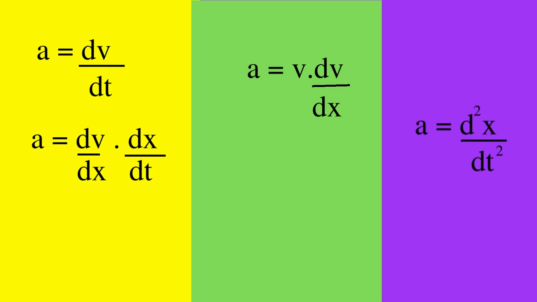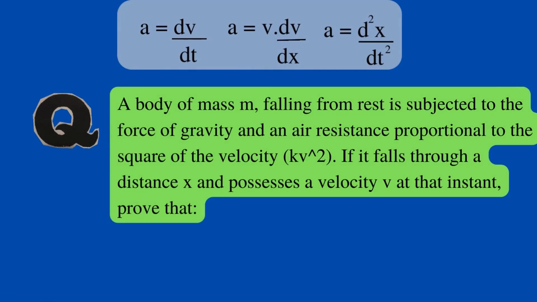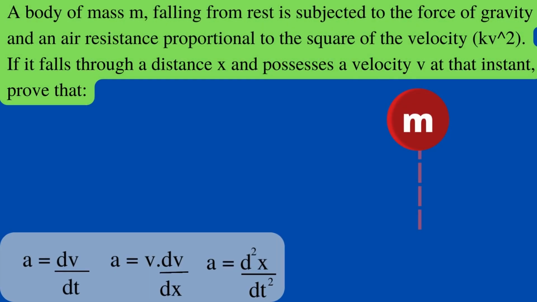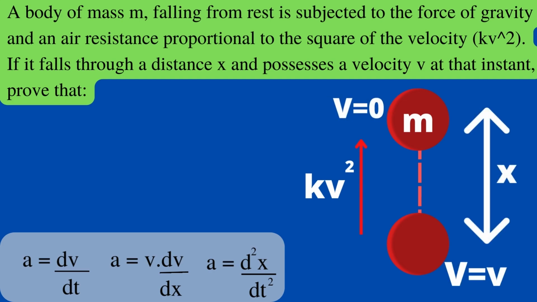Now let us solve a question. The question is as shown. If you wish, you can give it an initial try, but if you get stuck, don't worry, it's just the first question. Now let us solve this. We have a body of mass m falling from rest, and it is opposed by an air resistance that is kv square. The body passes through a distance x to attain a velocity v.